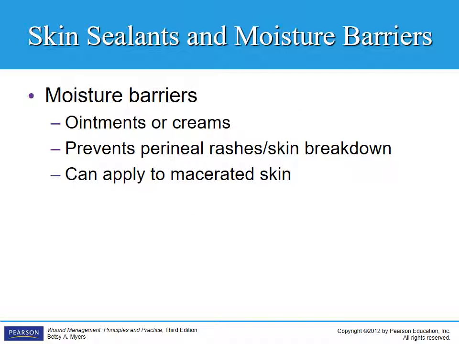Moisture barriers such as ointments or creams prevent perineal rashes and skin breakdown. You can also apply a moisture barrier to macerated skin, because what it's going to do is prevent those cells that are already macerated from absorbing even more moisture. Because it's a moisture barrier, it's going to allow that macerated skin to dry out just a little bit.